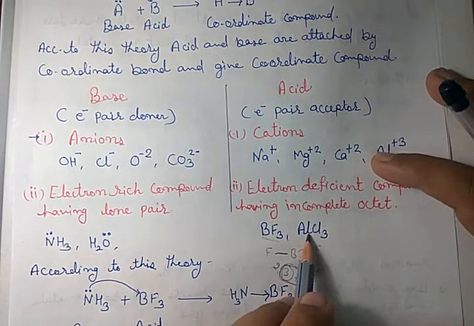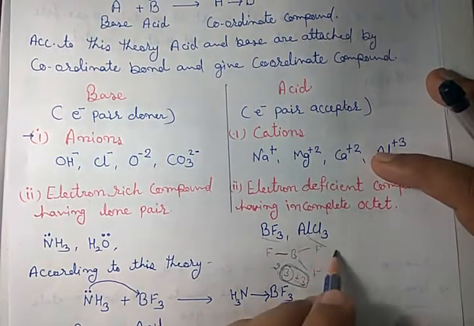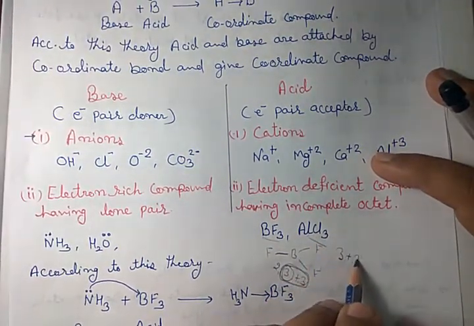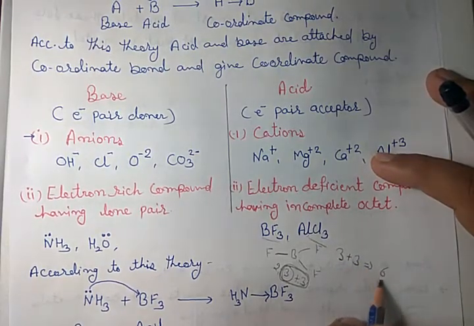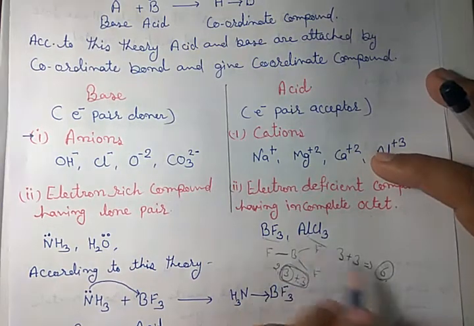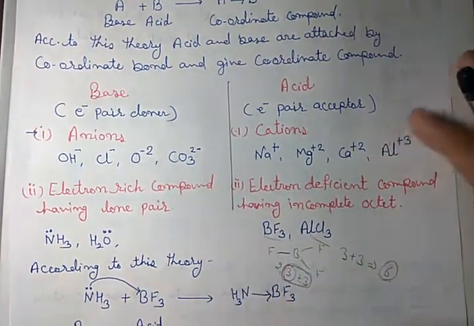Similarly, aluminium also has 3 electrons in the outermost shell, and by making 3 single bonds with chlorine it received 3 more, so the total is 6. Again, that is an incomplete octet. So these examples come in the category of electron deficient compounds.